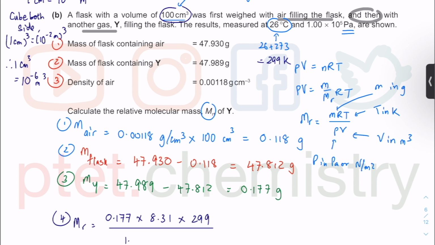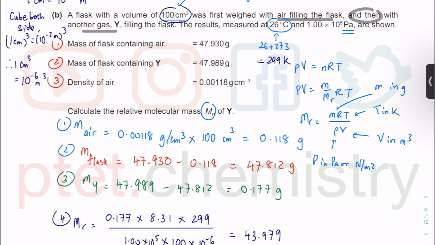So the P is 1.00 times 10 to the 5 Pascal. And what do I have for the V is 100 cm cube. Converting cm cube to meter cube times 10 to the power minus 6. Now it's time to press your calculator after you have gotten everything set up properly. Divided by 100 and times 10 to the minus 6. So what I get is 43.979.